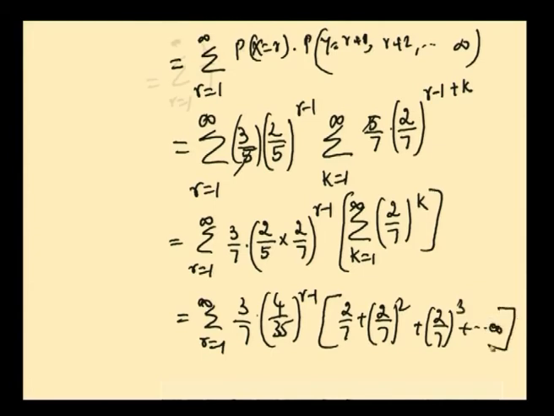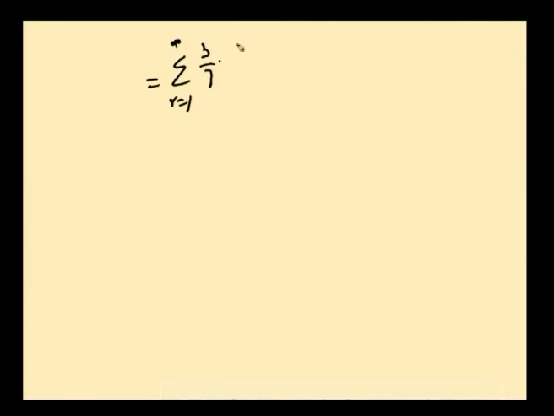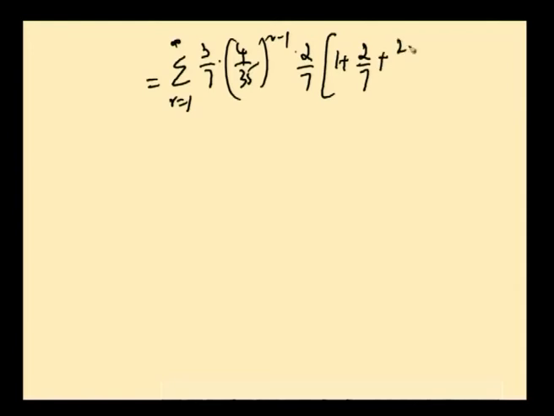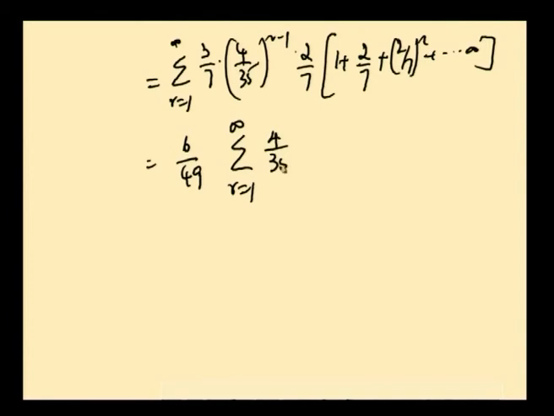This is equal to summation r equal to 1 to infinity, 3 by 7, 4 by 35 whole power r minus 1, and 2 by 7 is taken outside and you will have 1 plus 2 by 7 plus 2 by 7 whole square plus etc. up to infinity, and 3 by 7 and 2 by 7 come outside as 6 by 49. 6 by 49 summation r equal to 1 to infinity, 4 by 35 whole power r minus 1, and this is 1 minus 2 by 7 whole power minus 1.